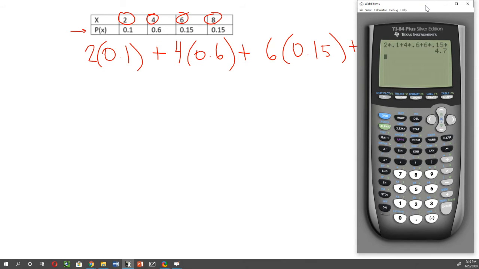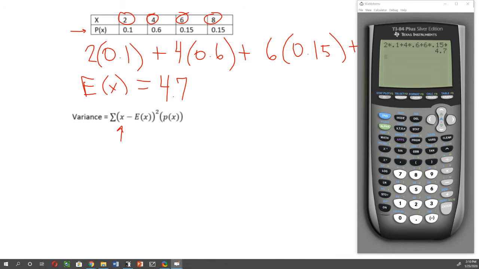So once we have the expected value, I'm going to write it like that because I've got that in my next formula. How do we find the variance? Well, the variance, we're going to use this formula. Now, this formula says that we're going to find the sum. So we're adding these things together. We're doing the value minus the expected value, squared, times the probability.